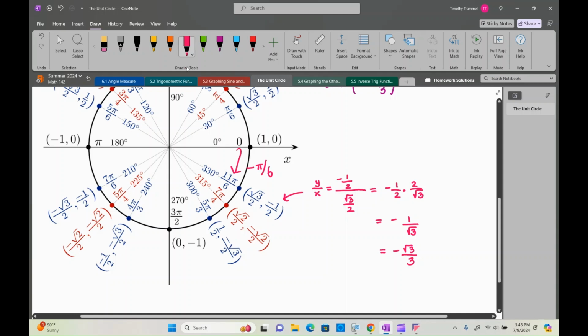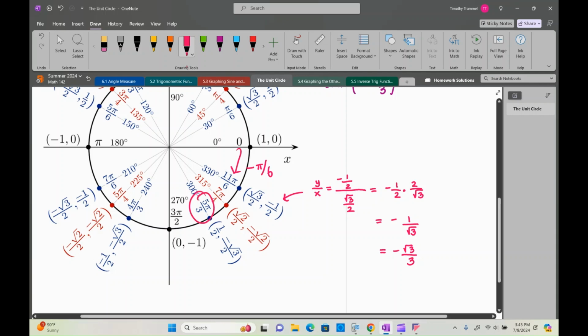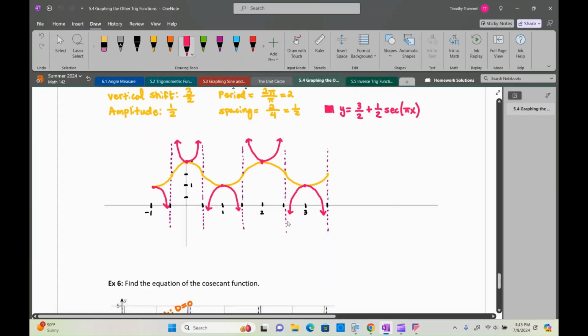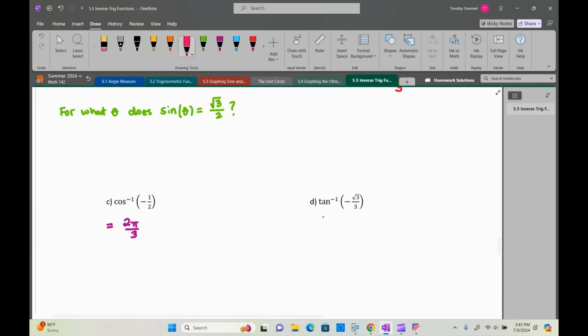Now, I didn't know that this was going to be the one that gave me the answer. It could have easily been this one. But it definitely wasn't going to be this one, because if you do y over x with 7 pi over 4, you get minus 1. So I knew it had to be either minus pi over 6 or minus pi over 3 is my answer. Let's go over here and fill that in.